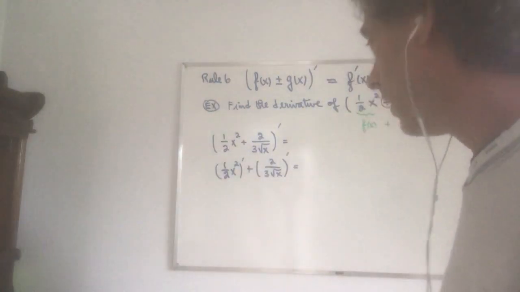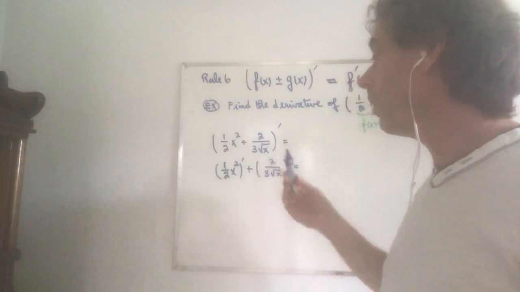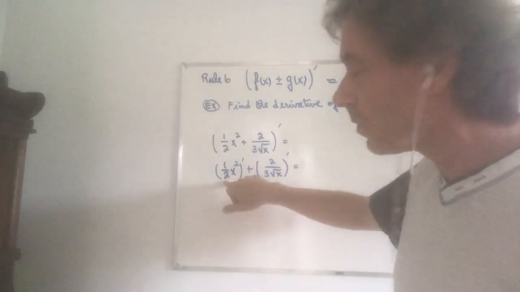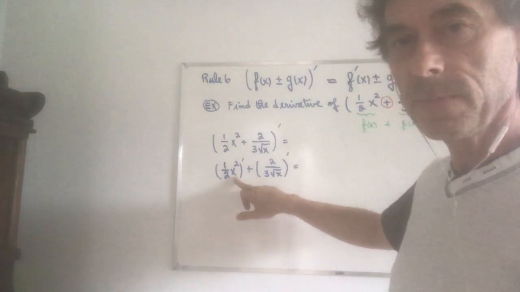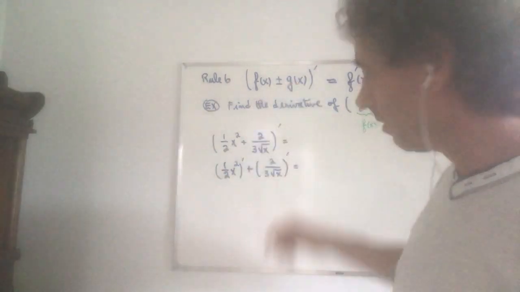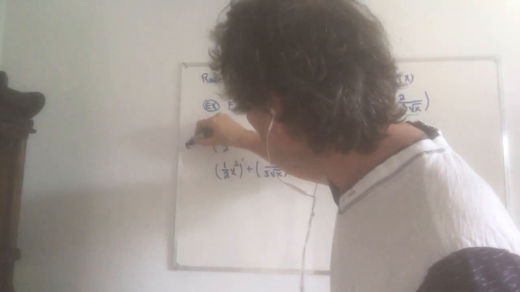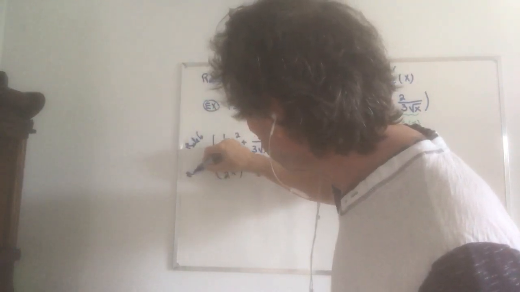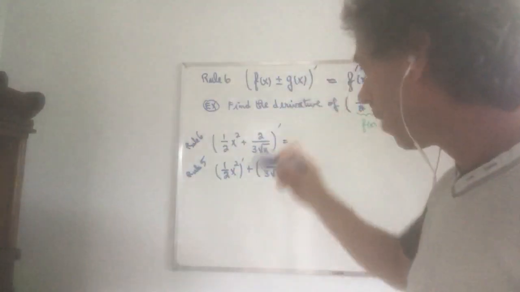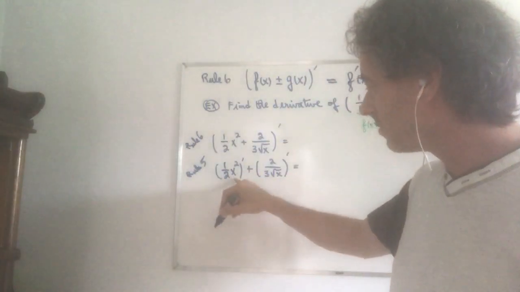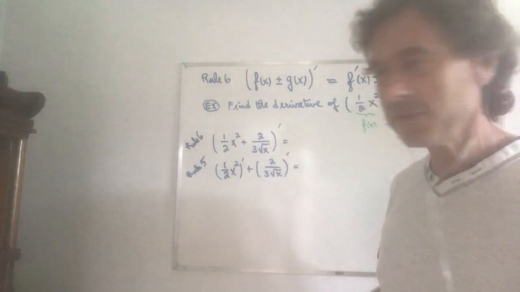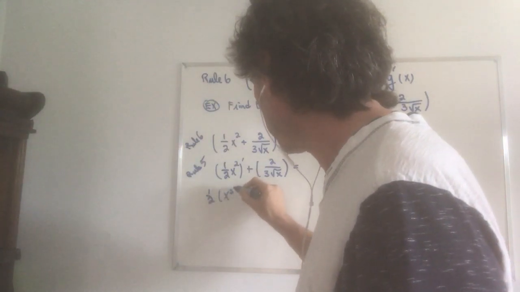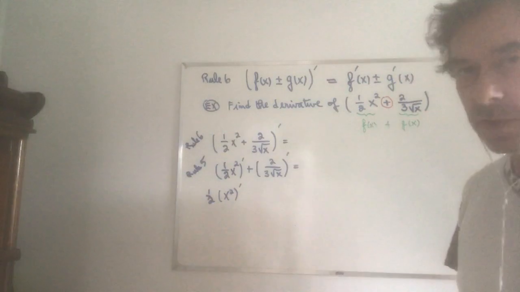Okay, now how do we do each one separately? Oh, well, then there is something called Rule 5 here that can be applied because this is a constant times a function. So we have used here, this is rule 6, and here we're going to use Rule 5. Not once, but twice, because we have a constant times a function, and here too, a constant times a function. So that would mean that this would be equal to 1/2 out, no derivative, and x squared with the derivative.